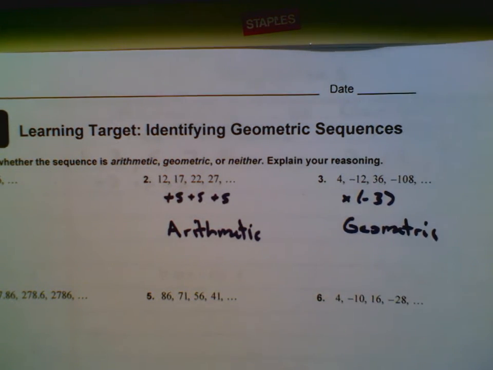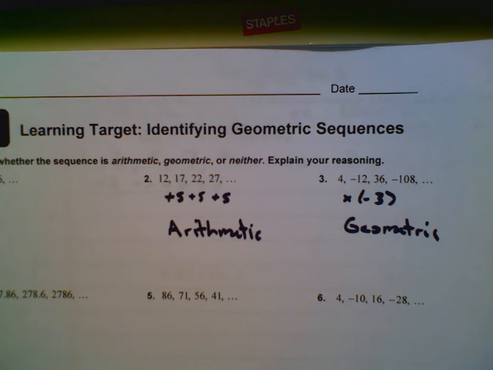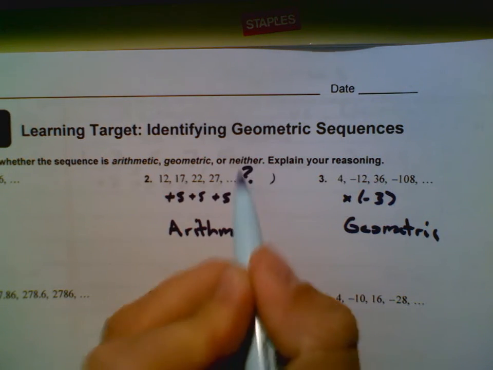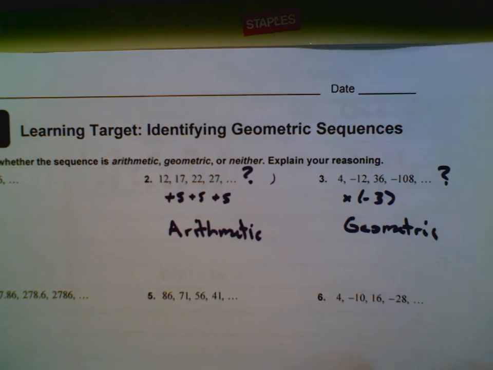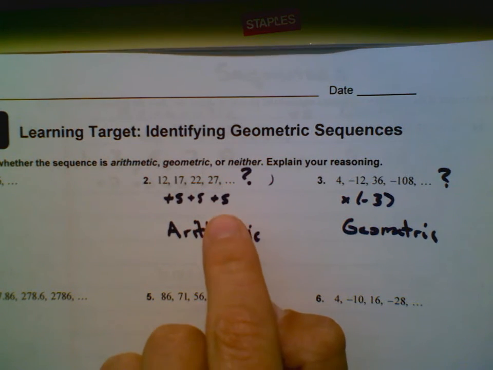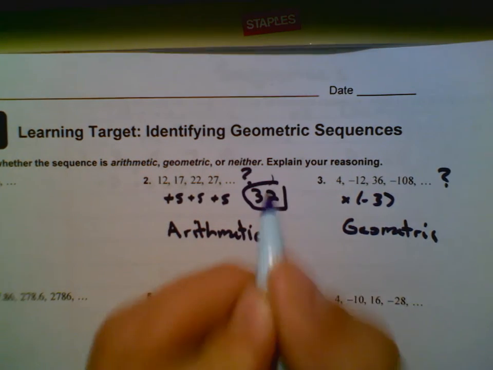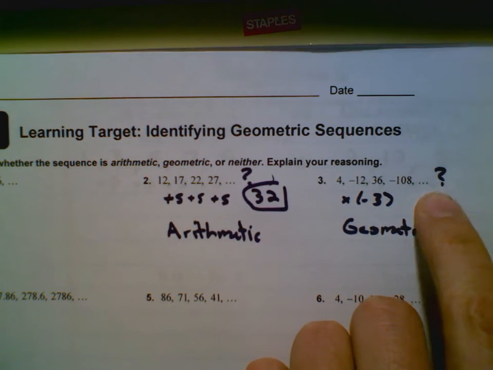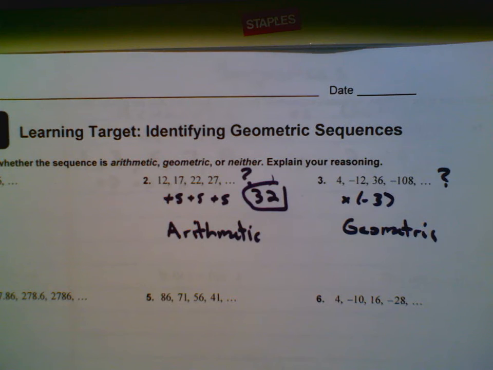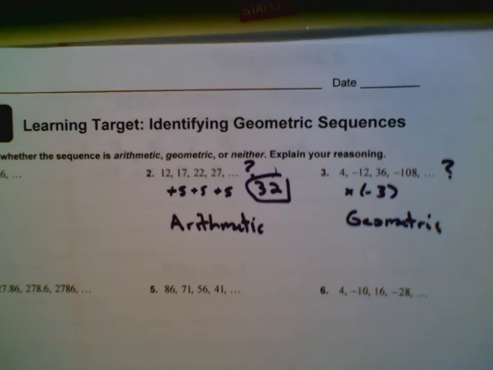Now you'll notice a lot of the times these questions will ask you, how do you find the next term in the sequence? So say I wanted to find the next number in both of these two sequences. Well, I would just take the last number and add another 5 onto it. So this one would be 32. And then if I wanted to find the next one in this sequence, I would just take negative 108 with my calculator. So negative 108, and I'm going to times by negative 3, and it gives me 324.